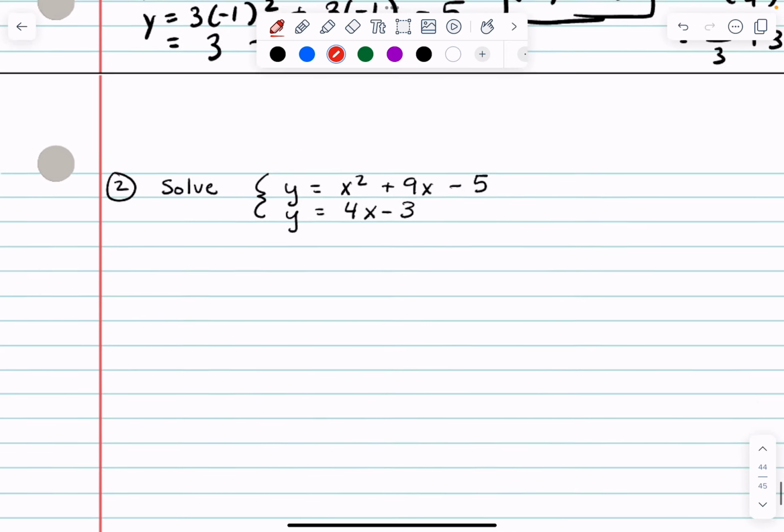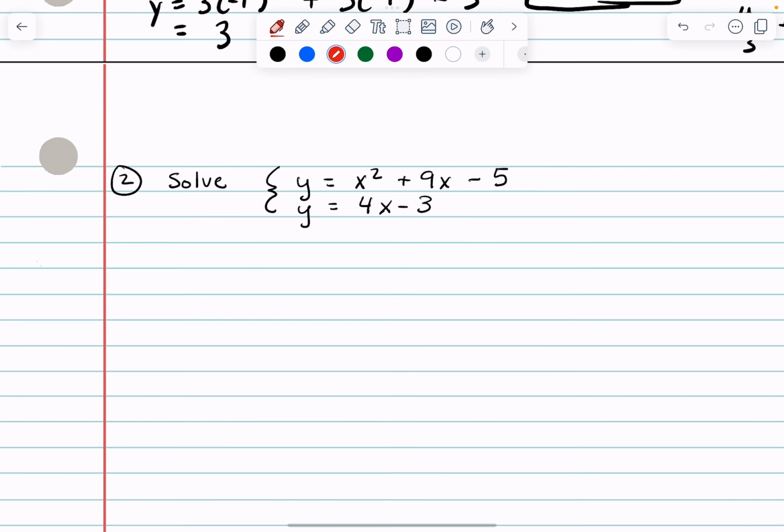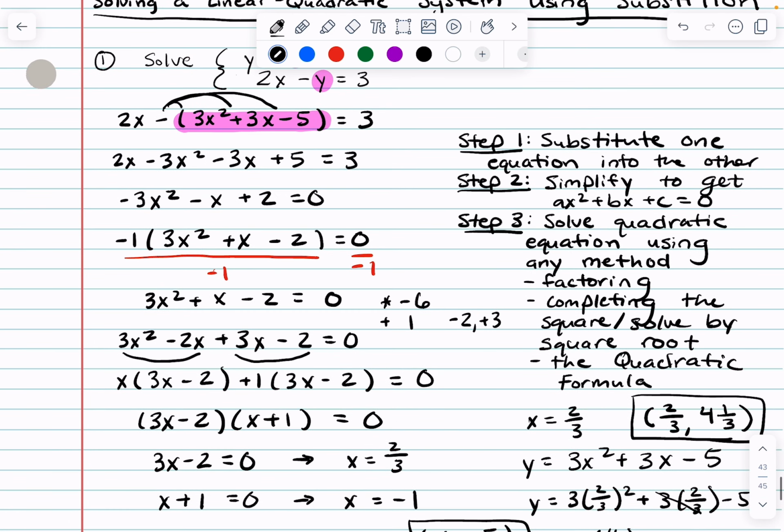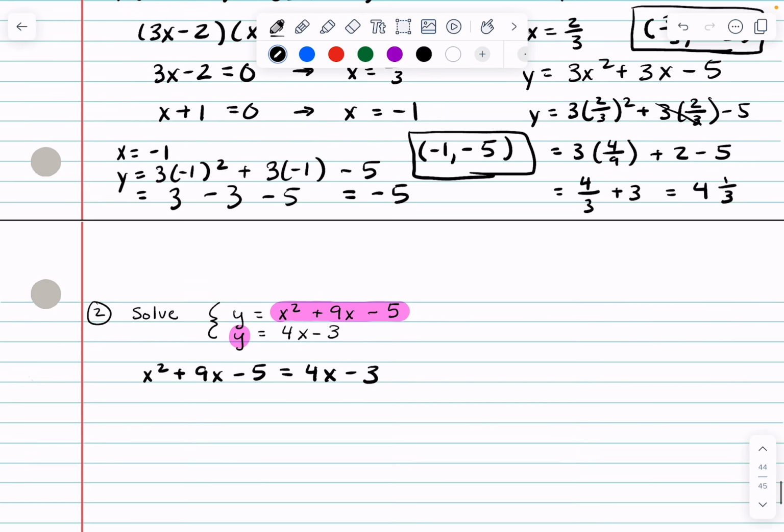All right, so here it says solve y equals x squared plus 9x minus 5, and y is equal to 4x minus 3. So again, I can just literally substitute this equation, since it equals y, into here. So then I'll get that x squared plus 9x minus 5 is equal to 4x minus 3. So I did step 1, where I just substituted one equation into the other. The second step is to simplify to get ax squared plus bx plus c is equal to 0. So I need 0 on one side.